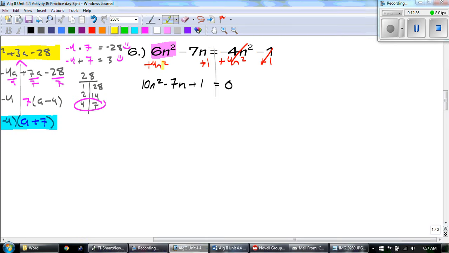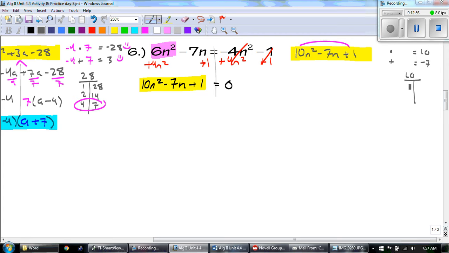Okay? So I've got to take this guy over and do a little side work. 10n squared minus 7n plus 1. Okay? We're looking for numbers that multiply to get to 10 and add to get to negative 7. Okay, 1 and 10, 2 and 5. So we're going to do the same thing. You factor all of that, and then we will solve it together. Okay? Go ahead and pause the video, and good luck.